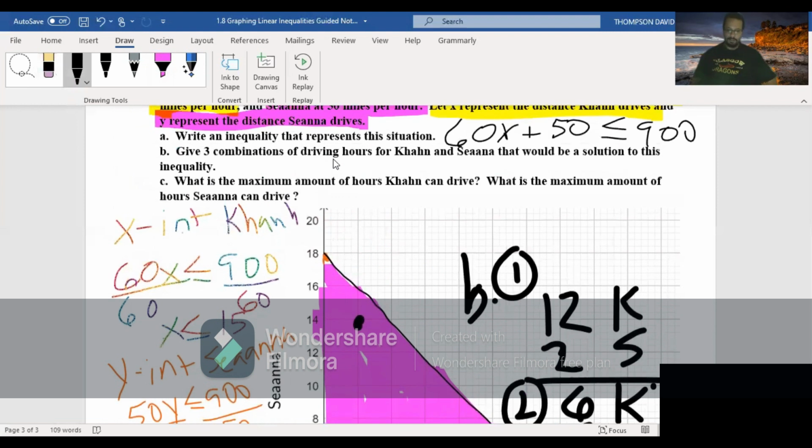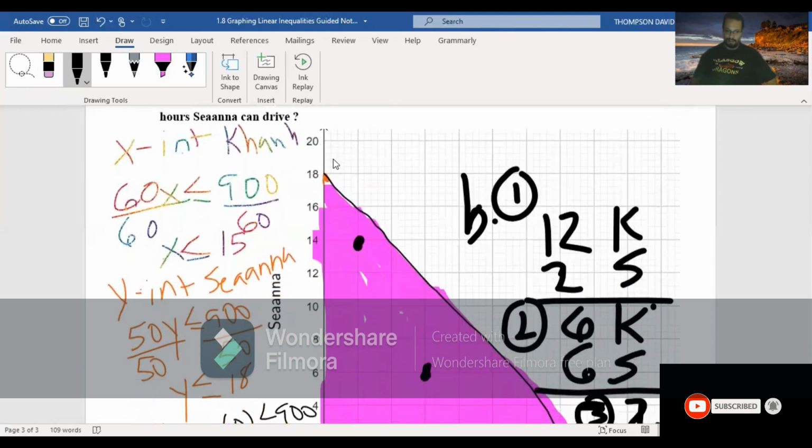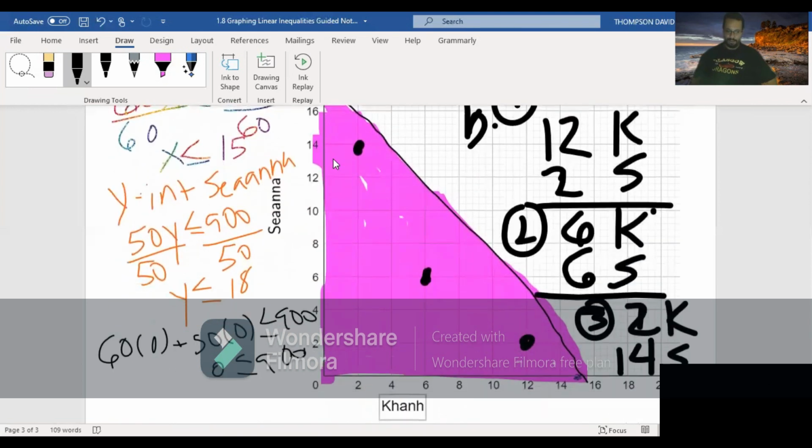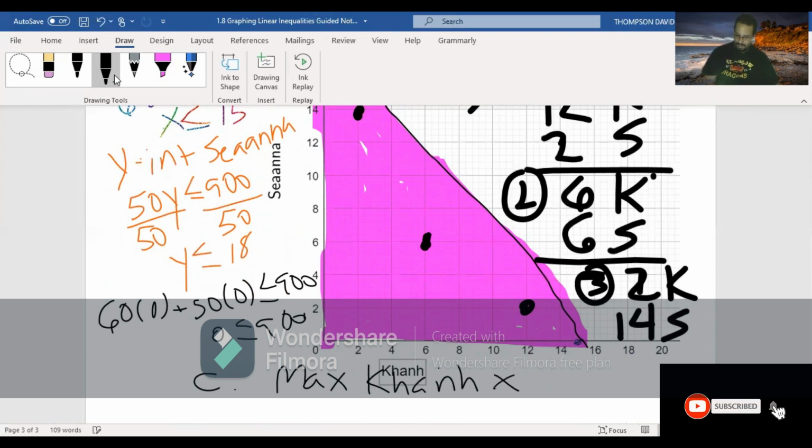And then what's part C? What's the maximum amount of driving hours for Con? What's the maximum amount of driving hours for Shauna? So that's essentially just your x and y intercepts. So for part C, the max for Con is the x-intercept. So that is 15 hours.